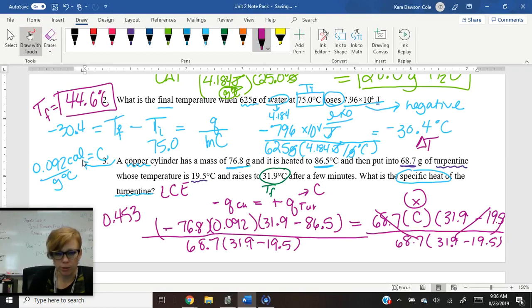Now I'm going to look at the units here, because this is going to give me the actual unit for my C value. And this is going to be calories per gram degrees Celsius. And that is how you do a calorimetry problem.